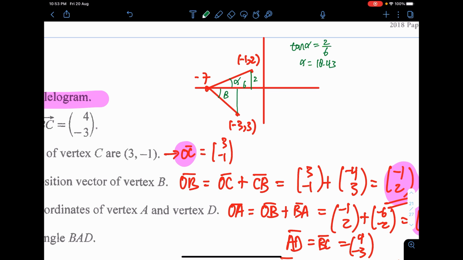And then the angle beta, kind of the same thing. The height is 3 units, and the base of the triangle is 4 units. Same method: tangent beta equals opposite over adjacent. Beta is therefore tangent inverse of 3 over 4, which is 36.86. These two you sum together, you'll get 55.29, or just 55.3 degrees.